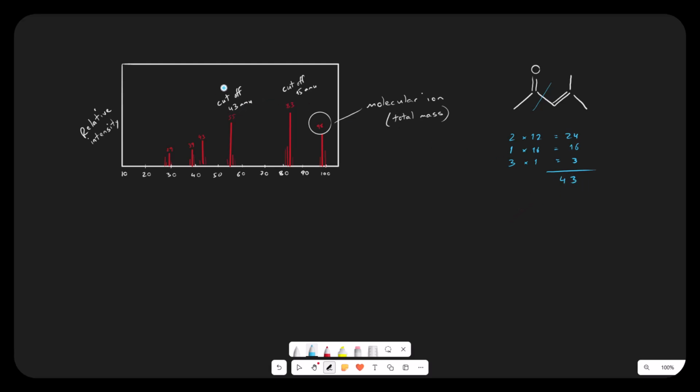That is exactly what I'm cutting off. So this side of this has a mass of 43 AMU. And then I'm left over here with 55 AMU, which is why I see this signal at 55 and this signal at 43. This is what I'm doing with these. Based on these signals, I can figure out what kinds of groups I'm cutting off.